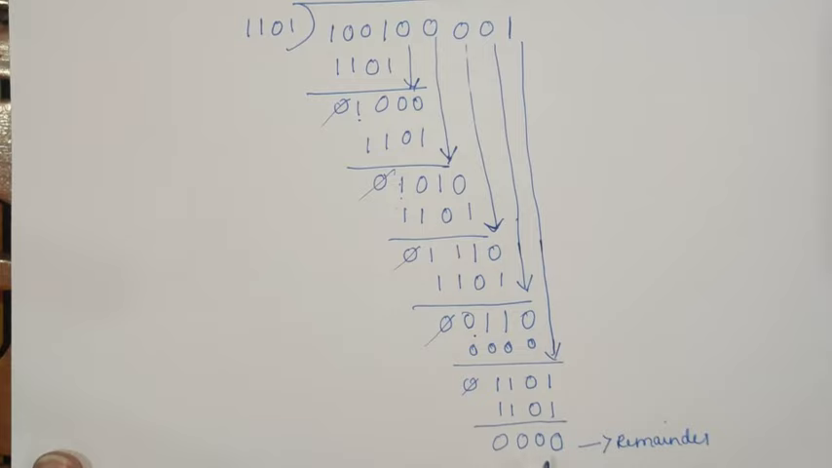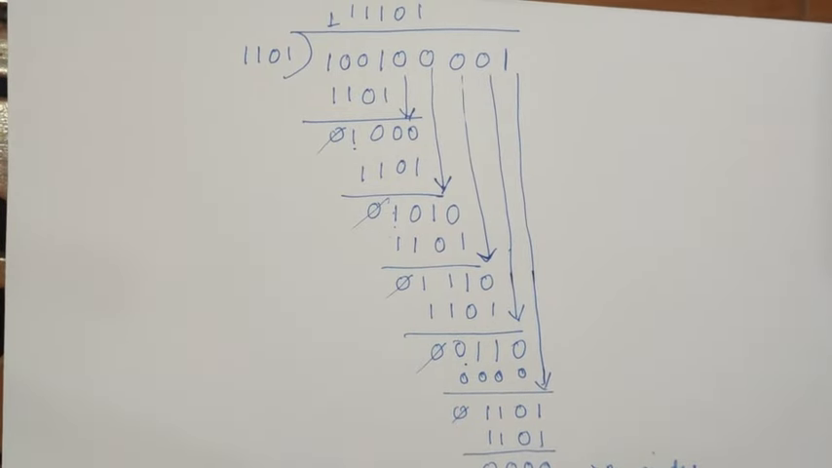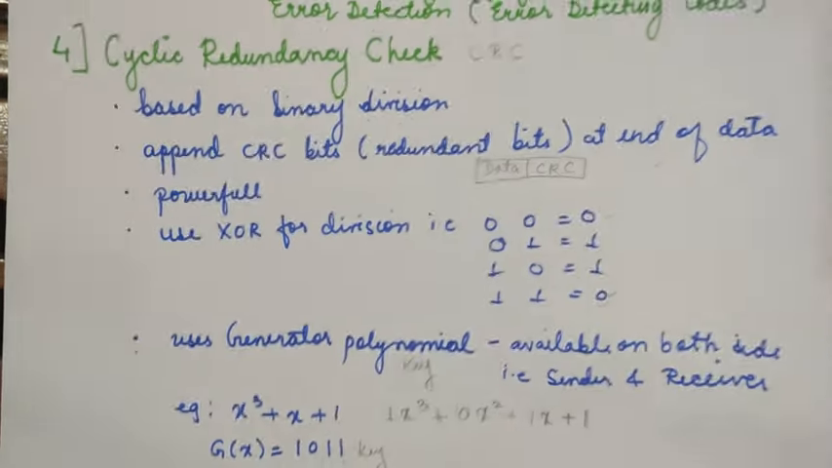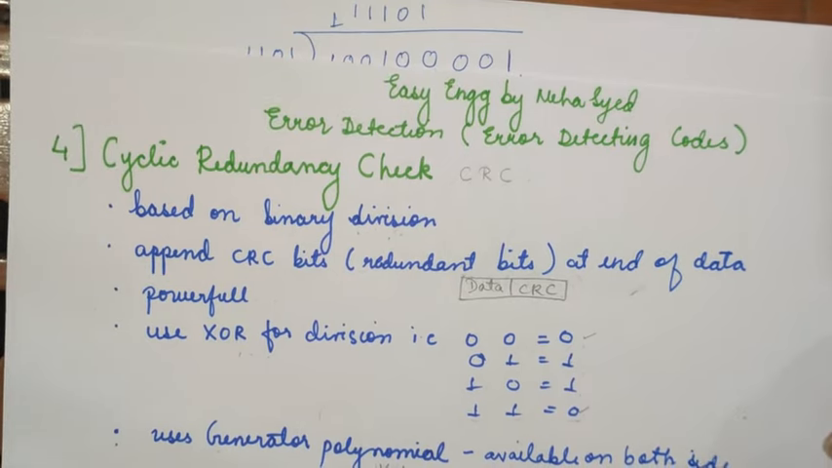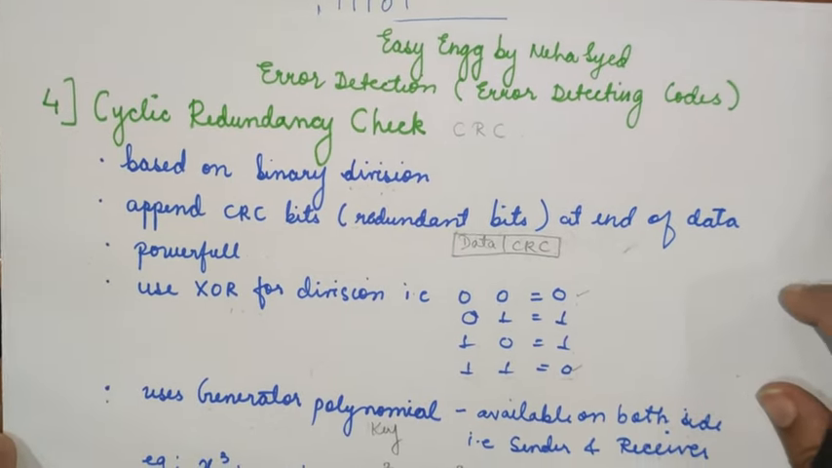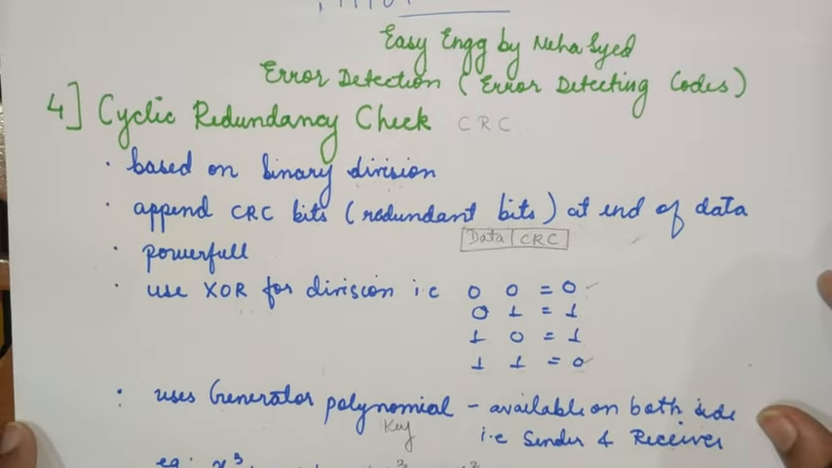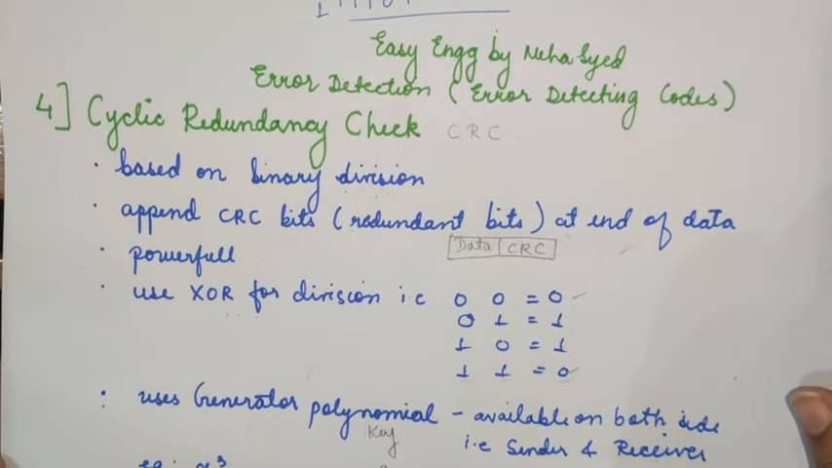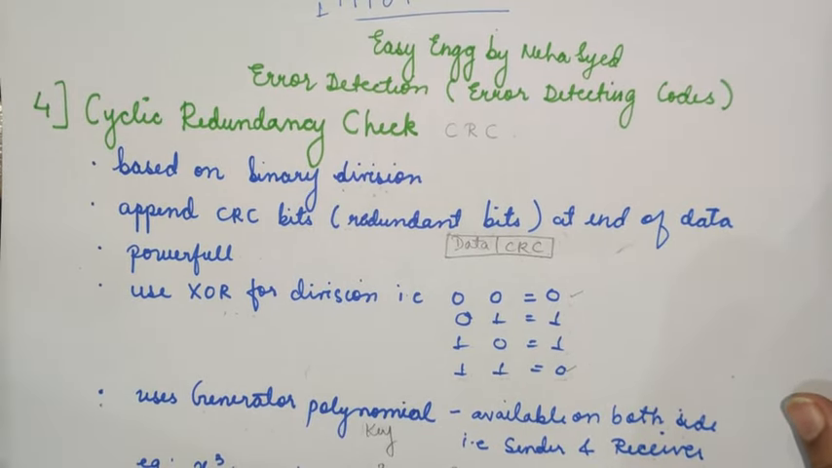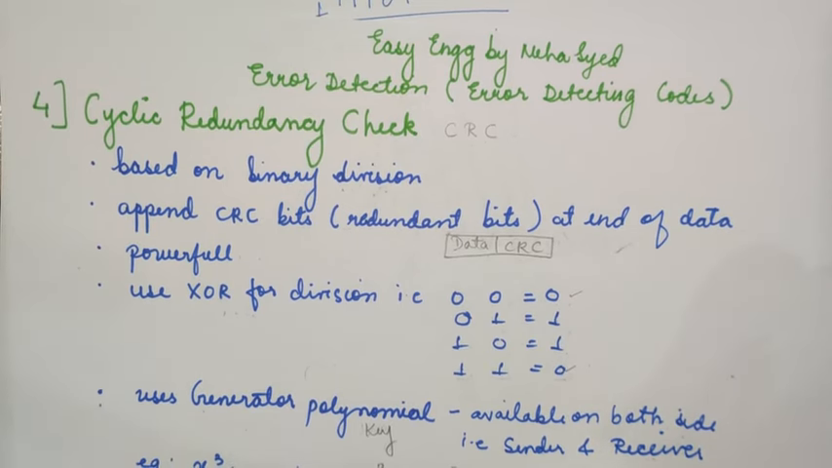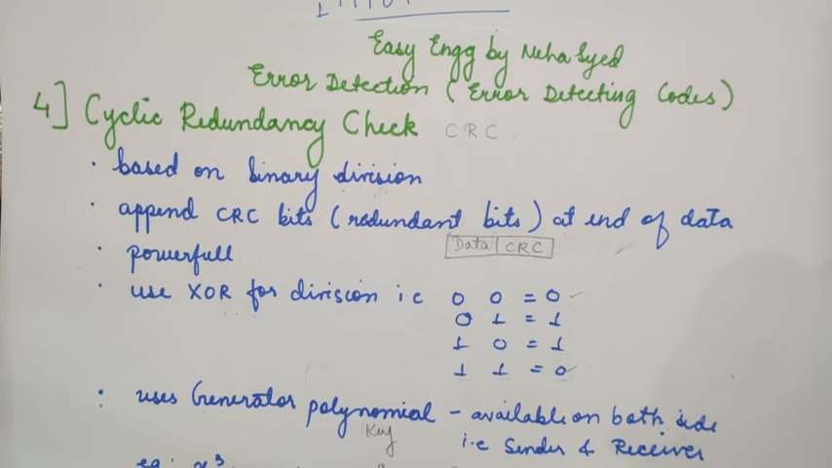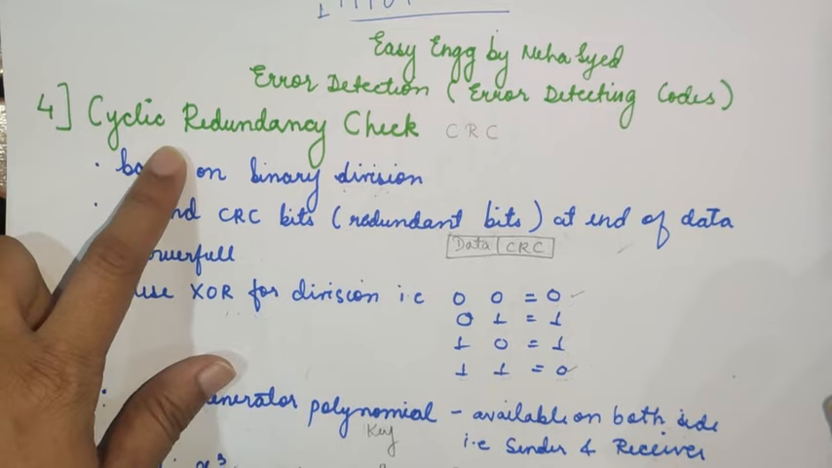If we are getting remainder 0, it means there is no error. So this is a very simple technique. Just do the division, and if we get remainder 0 at the receiver side, it means we don't have any kind of error, and the data is going to be accepted. So these were the 4 different methods for detecting an error that we have seen: single parity check, two dimensional parity check, checksum, and the last one was the cyclic redundancy check.